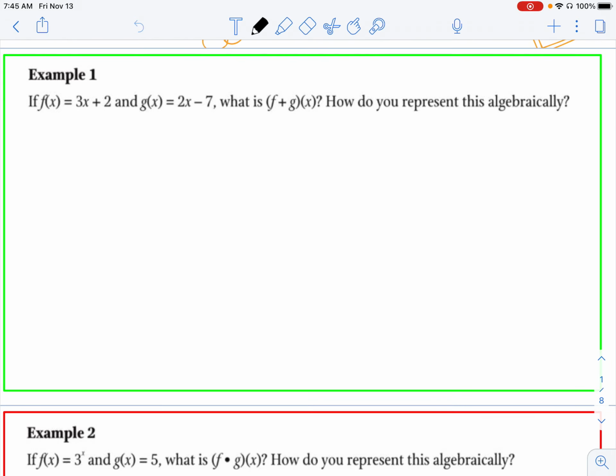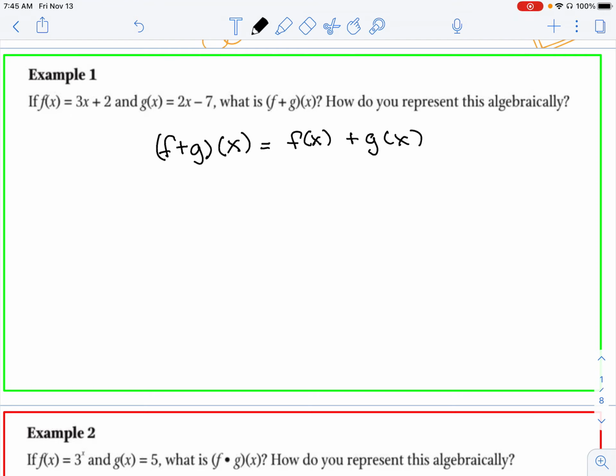So if you look at example 1, it says if f of x equals 3x plus 2 and g of x equals 2x minus 7, what is f plus g of x? How do you represent this algebraically? So anytime it's saying let's add these two functions together, f plus g of x means let's take f of x and add it to g of x.